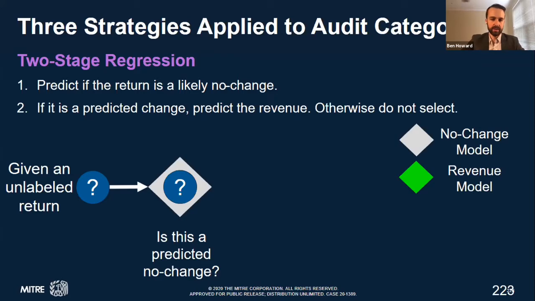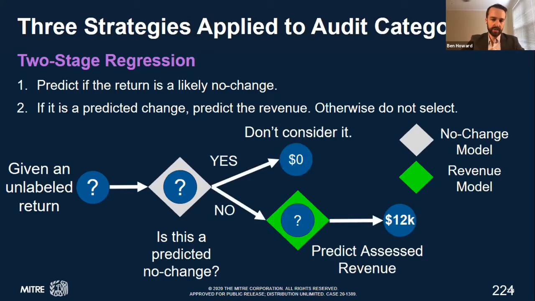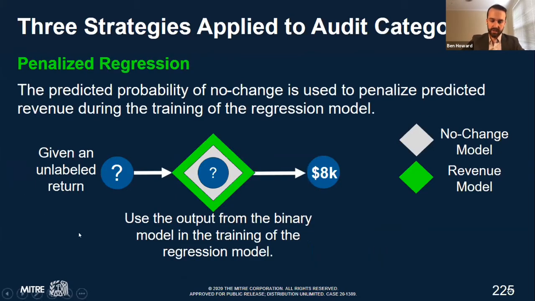We then assign a dollar value. So if it is a likely no change, we would assign dollar value 0 and not consider it, because we expect this person to be compliant and it's not revenue bearing. Conversely, if it is an expected change, we would use a regression model that is trained only on changes and which then predicts the level of noncompliance. It's important to note that these two models are trained independently of one another and applied separately, which is in contrast to my third method, which we call penalized regression.